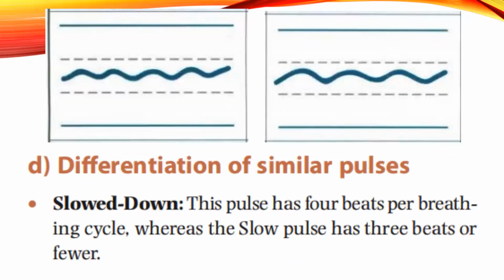So yan po yung differentiation of similar pulses. Slowed down. This pulse has 4 beats per breath in cycle, whereas the slow pulse has 3 beats or fewer. So yung paano, pag less than 3 na, talagang slow down na siya. Slow down pulse.